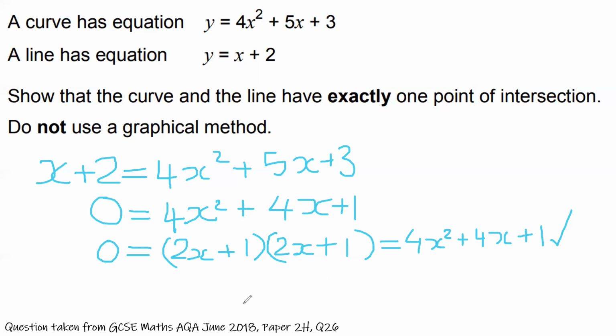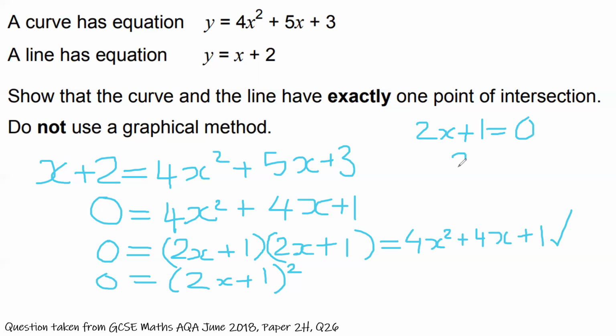Now what you can see here is that both of these brackets are identical. So rather than, as normal, having 2 points of intersection because we'd have 2 different values of x, here we're only going to have 1 value of x, because we've essentially only got one value that x can be. So this is the same as 2x plus 1 squared. And if we wanted to solve this for x, we could do 2x plus 1 equals 0. Remember, we always set them equal to 0 because if one bracket equals 0 or the other bracket equals 0, you're multiplying by 0. So that means that one of these brackets must equal 0.